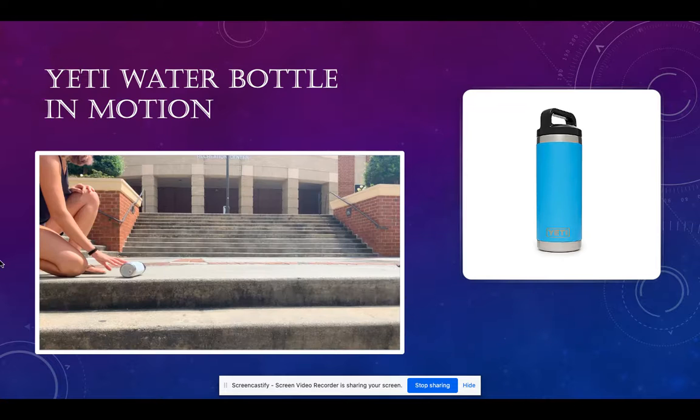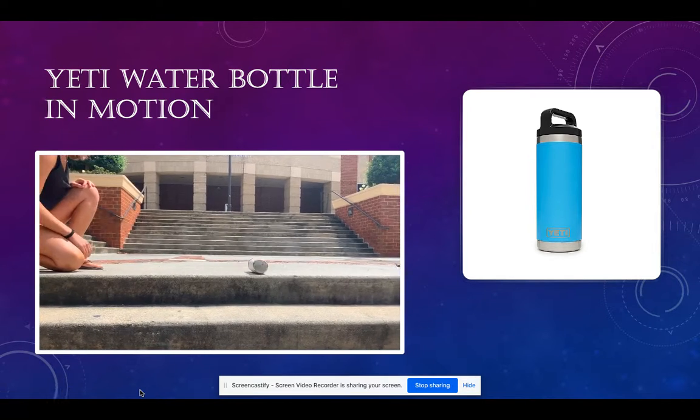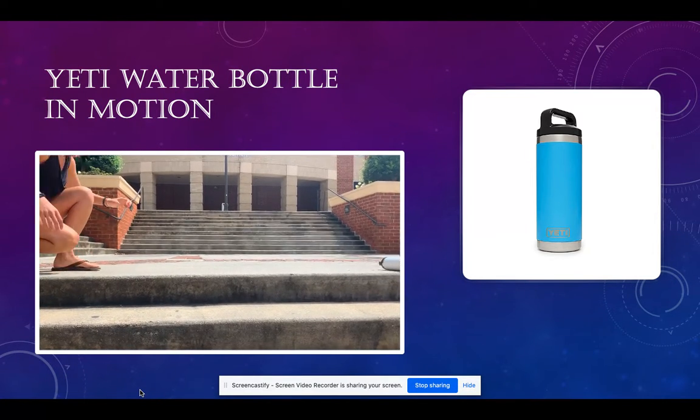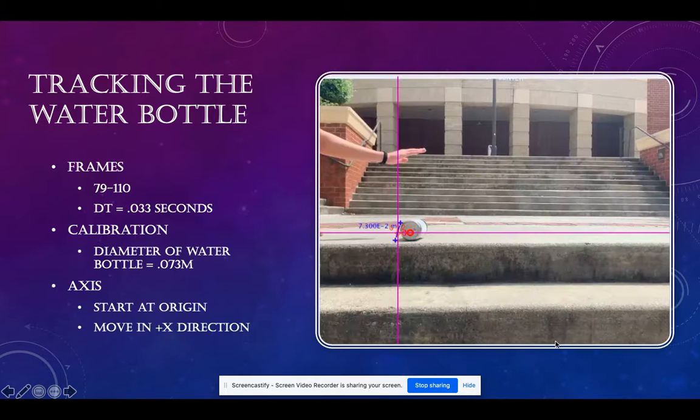So this is the raw video that we filmed for the experiment. I just rolled the water bottle across some concrete stairs. You can see it moves in a relatively straight line, and it appears to be relatively constant velocity. In the next slide, this is our tracker video.